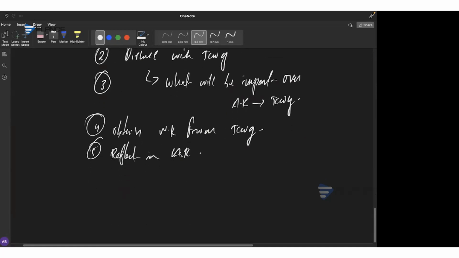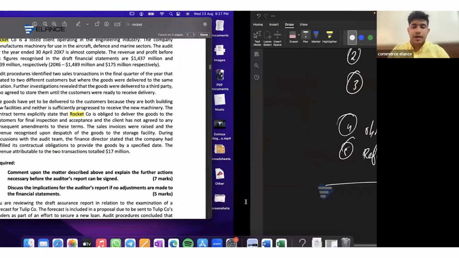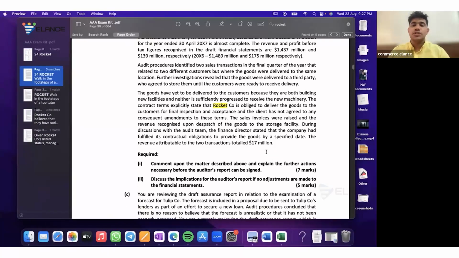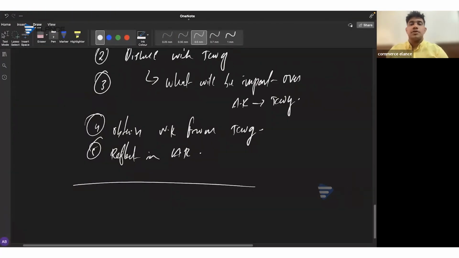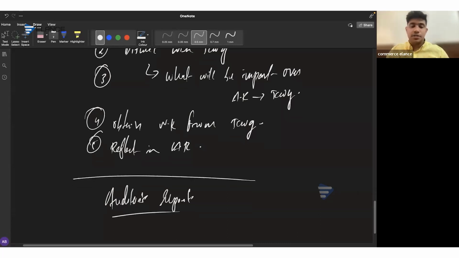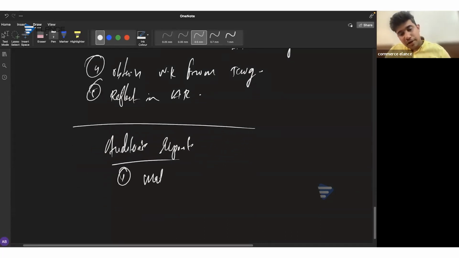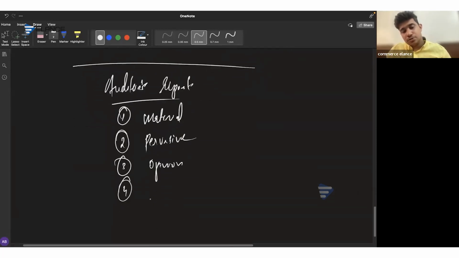Yes, sir. Then, in addition to this, they have also asked us for the implication for the auditor's report if no adjustments are made to the financial statements. If the implication over the auditor's report is asked, then we need to give the heading auditor's report. Under that heading, first of all, you have to specify whether this matter is material. Secondly, whether this matter is pervasive. Then you have to specify what opinion the auditor needs to express on the financial statements. And finally, the basis of opinion which needs to be provided.